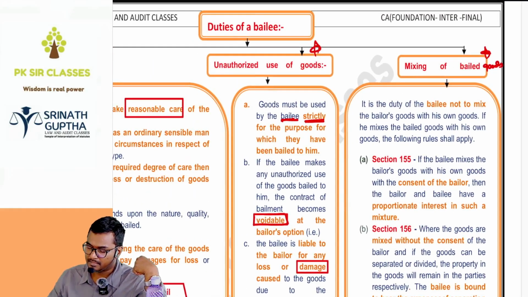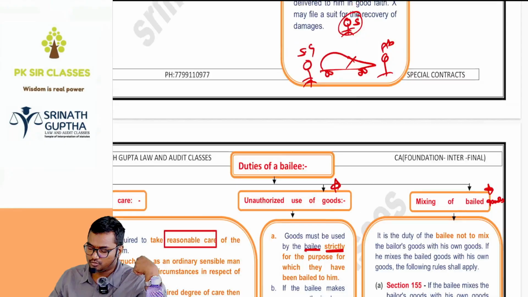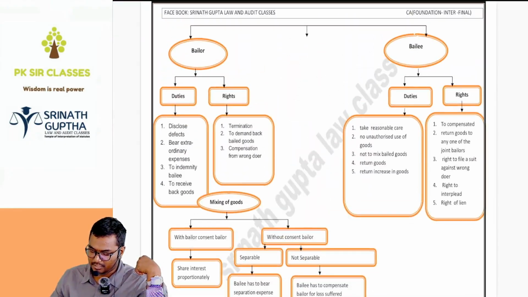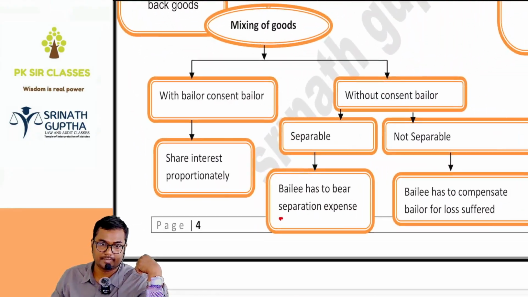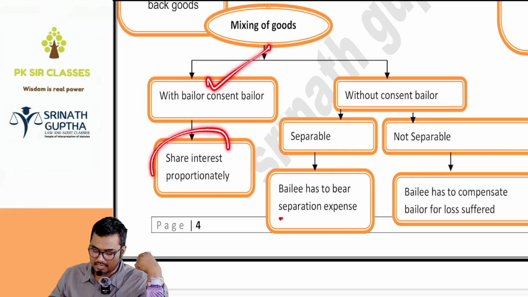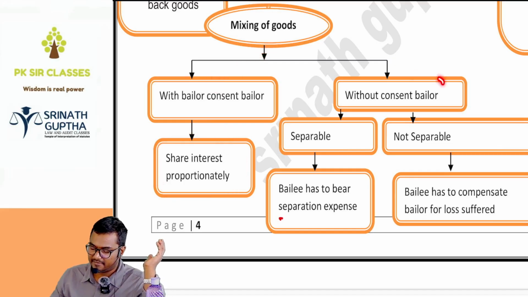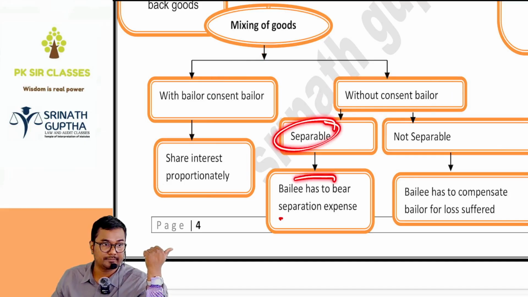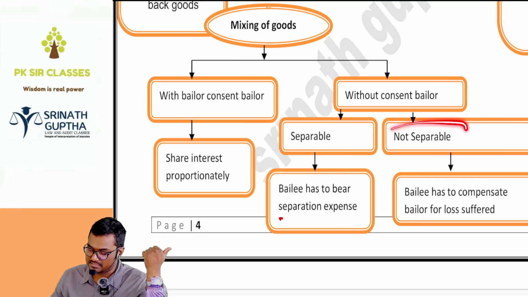It's your duty not to mix your goods with my goods. Generally, Bailee should not mix his goods with Bailor's goods. If Bailee is mixing the goods with the consent of the Bailor, they have to share the benefits proportionately. Without the consent of the Bailor, if you're mixing the goods and it is separable, you have to bear the separation expenses. If it is not separable, you have to compensate the Bailor. Done.